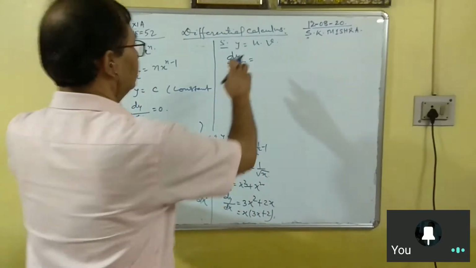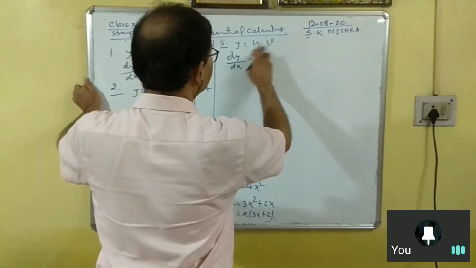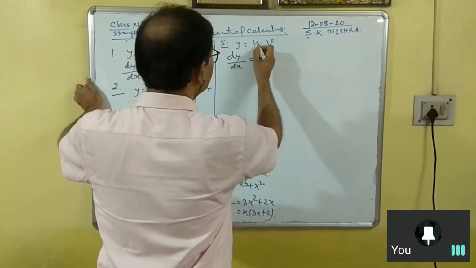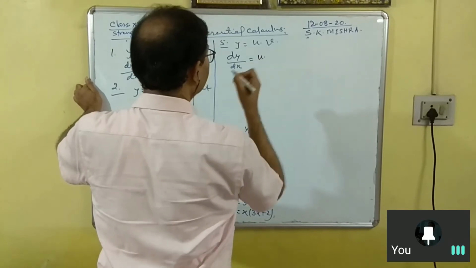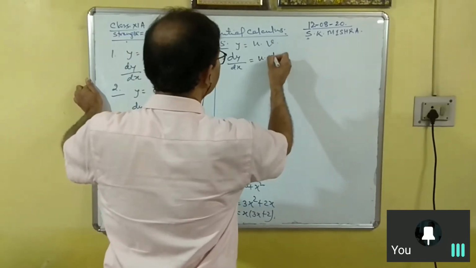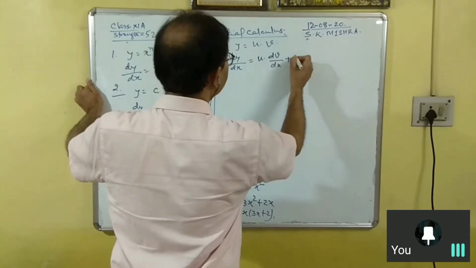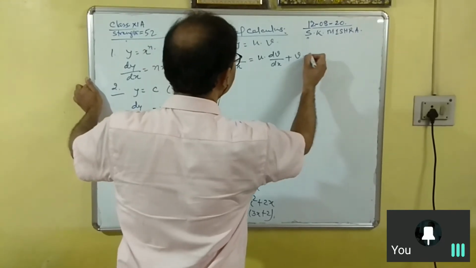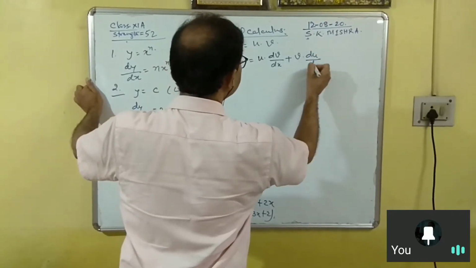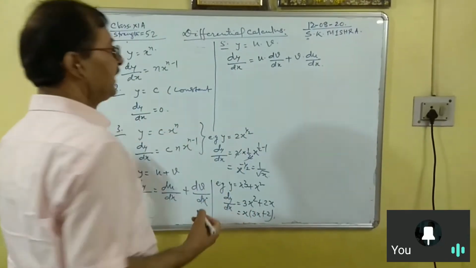So if there are two terms and the terms are multiplied, then consider this one as the first term, keep it as usual, and differentiate the second term, dv by dx, plus the second term as usual, and differentiate the first term, du by dx. This way you can find dy by dx.